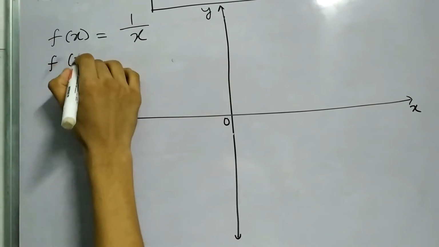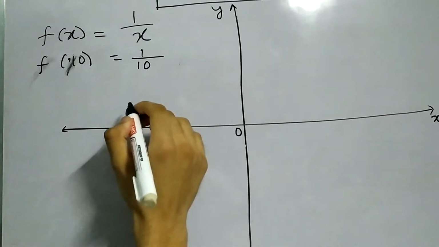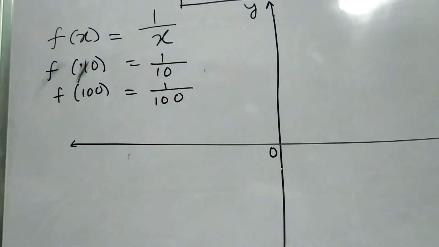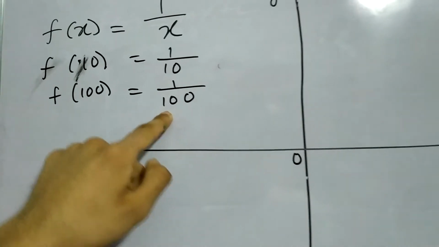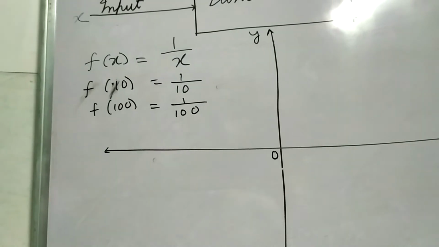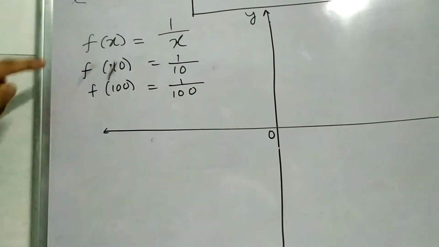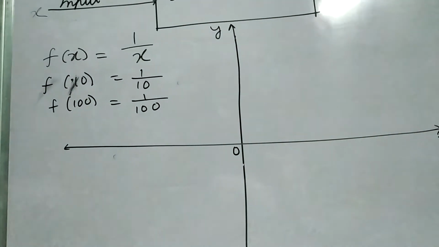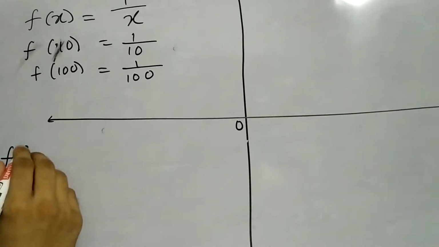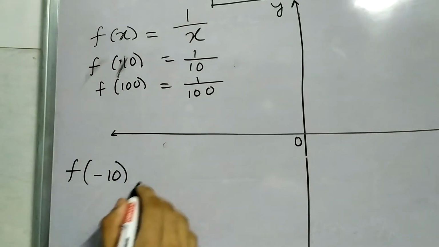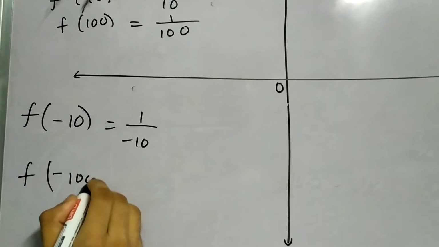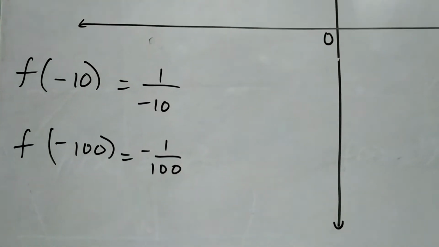Now let me write f of 10. What will be f of 10? It will be 1 by 10. What will be f of 100? It will be 1 upon 100. So you see, as x is increasing, your f of x is decreasing. Alright. And as you decrease your x, f of x will increase. Now let us put in negative values. So f of minus 10 will be 1 upon minus 10, and f of minus 100 will be minus 1 upon 100.